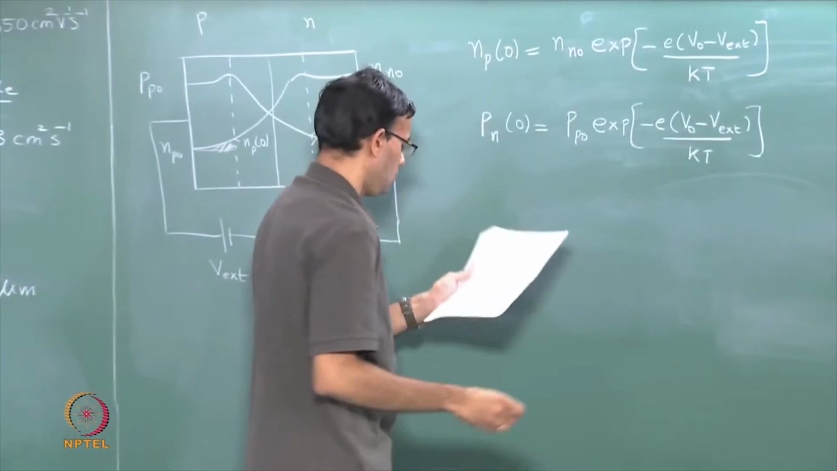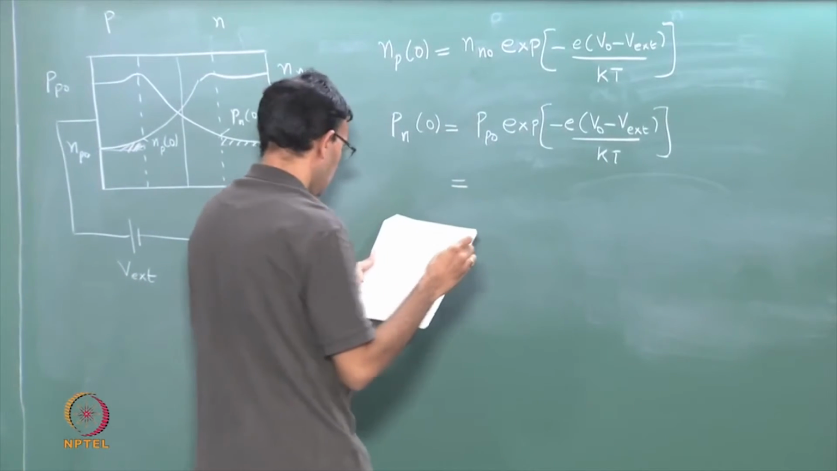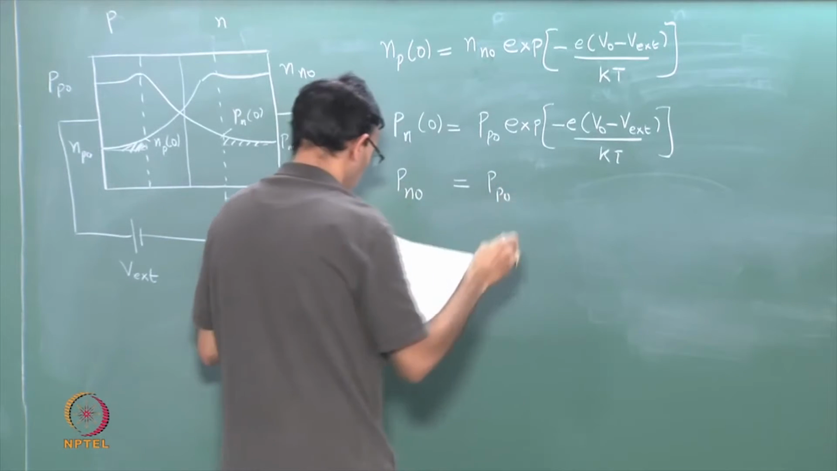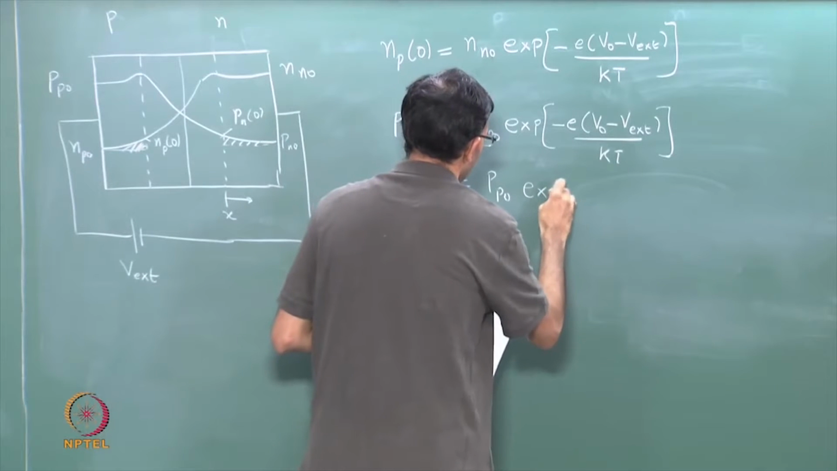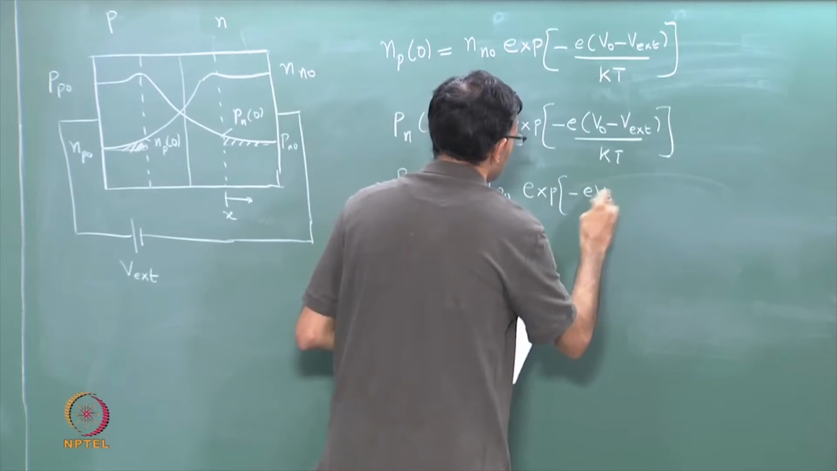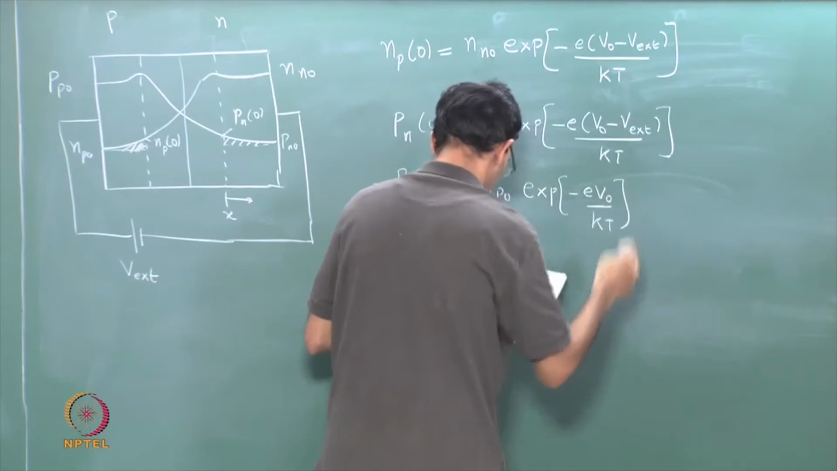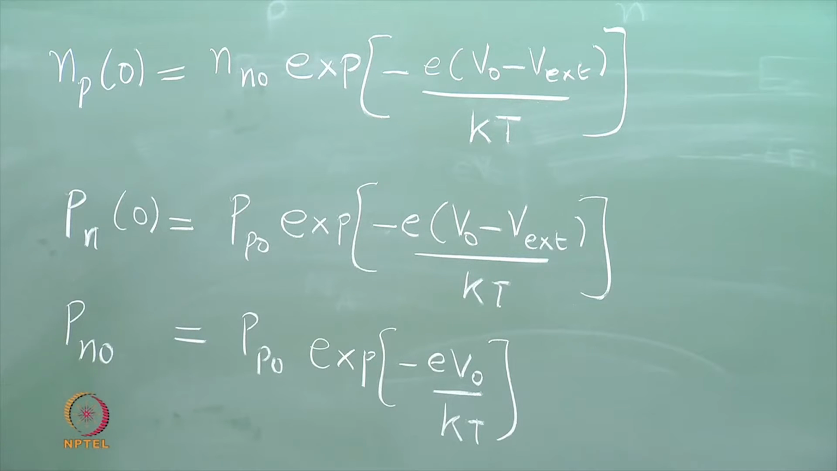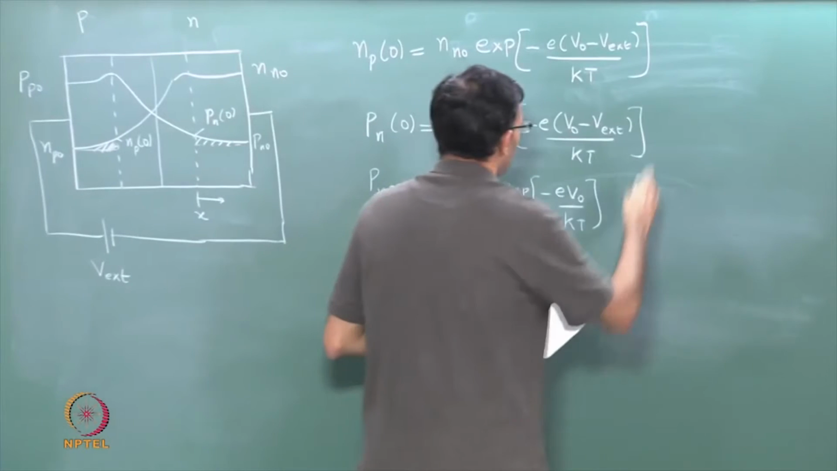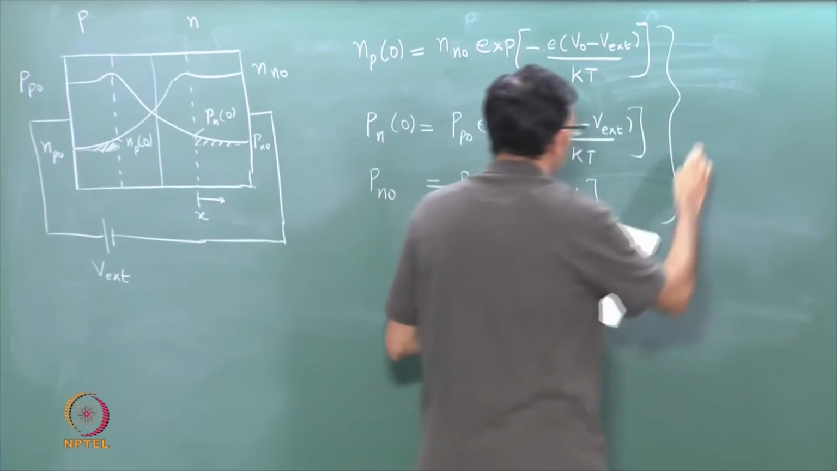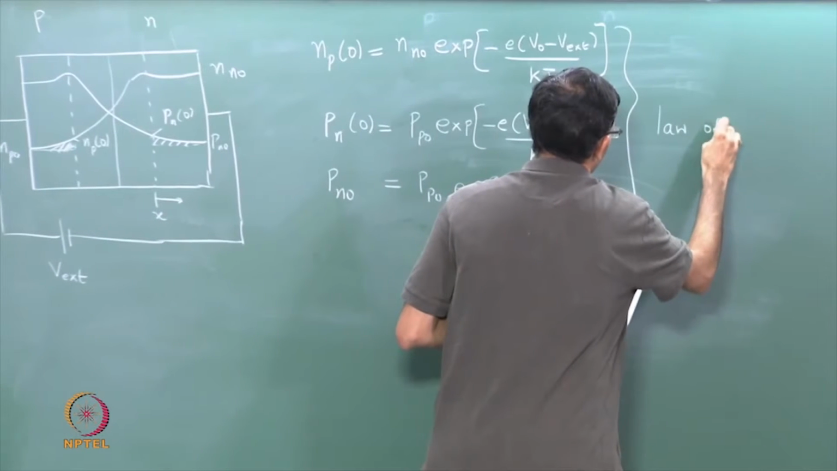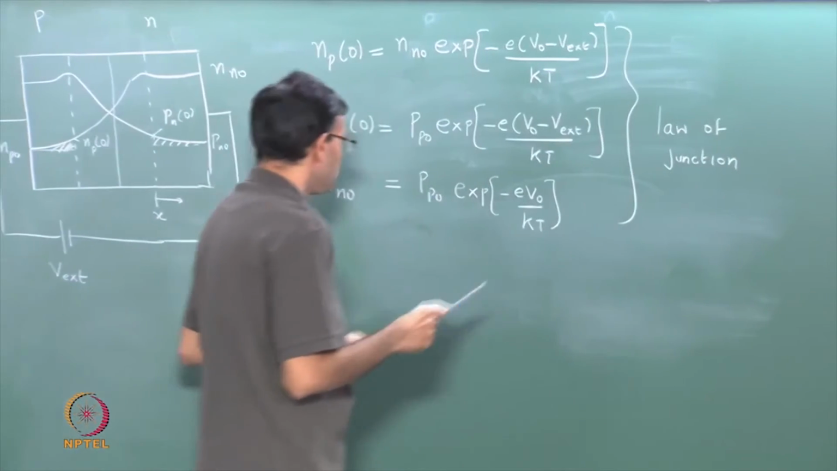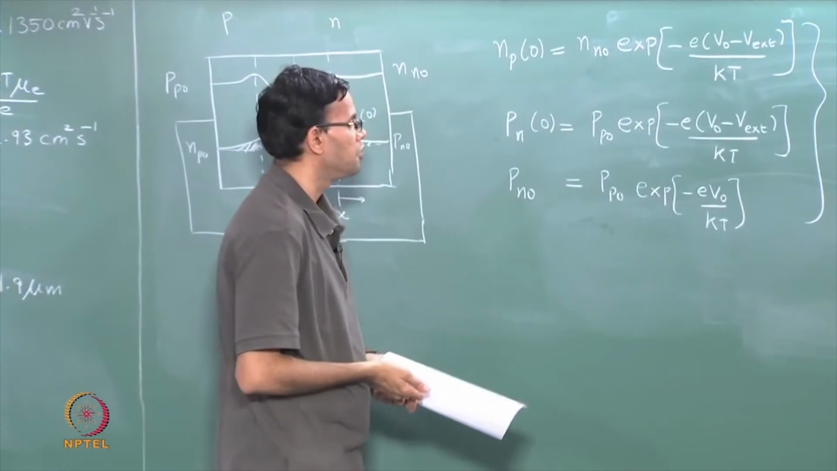We saw this before. Another way of writing this is nothing but P N naught, P P naught, exponential. So, this is in the case of equilibrium, and this is when we have a forward bias. These equations together are called the law of the junction. So, they describe how the junction behaves when you apply a bias.